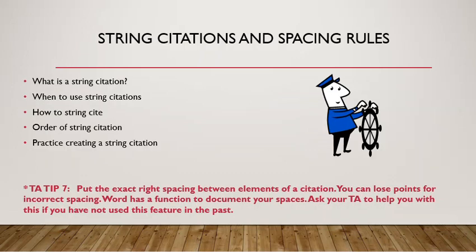String citations and spacing rules. We went over what is a string, when to use a string, how to string, order of a string citation, and we did some practice creating a string citation. TA tip for string citations, put the exact right spacing between elements of a citation. You can lose points for incorrect spacing, and your TAs are going to be hawks for spacing on your briefs and memos. Word has a function to document your spaces. Ask your TA to help you with this if you have not used this feature in the past.